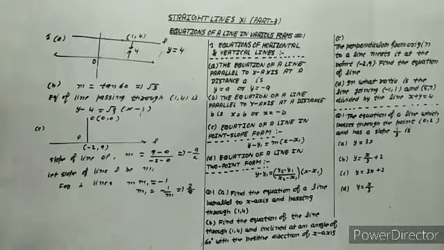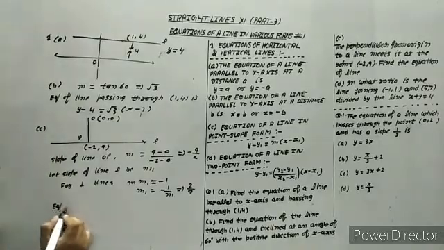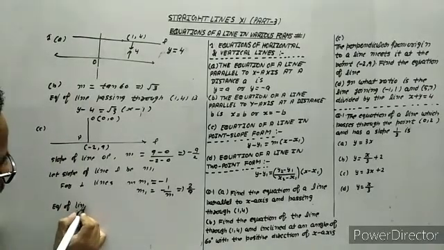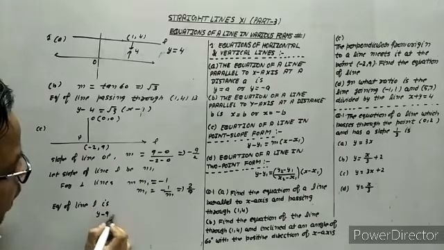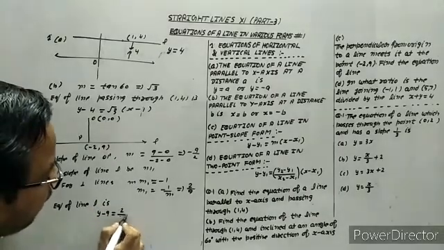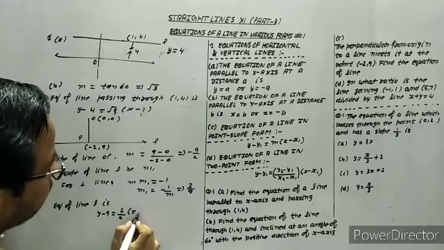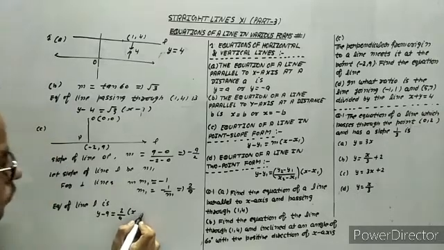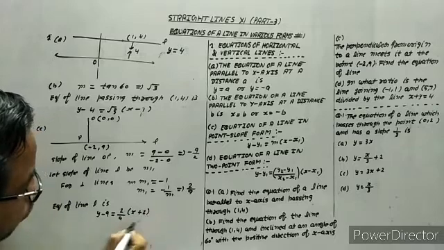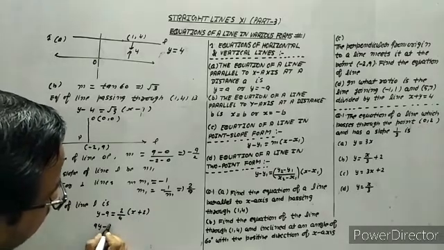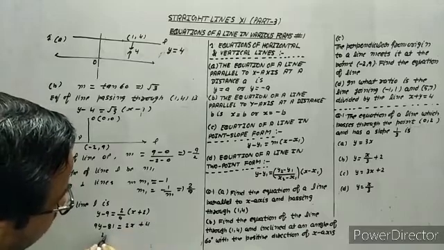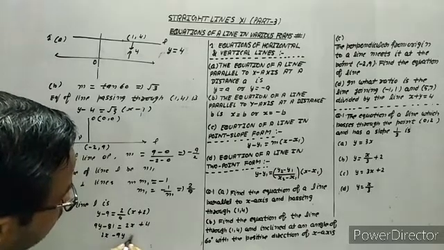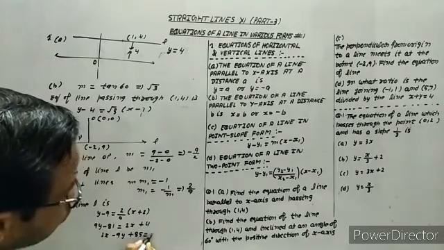Now therefore the equation of line L is given by y minus y1. It means y minus 9, with m1 = 2/9, times x minus x1. It means x minus (-2), which is x plus 2. It means 9y minus 81 = 2x plus 4. It means 2x minus 9y plus 85 = 0.